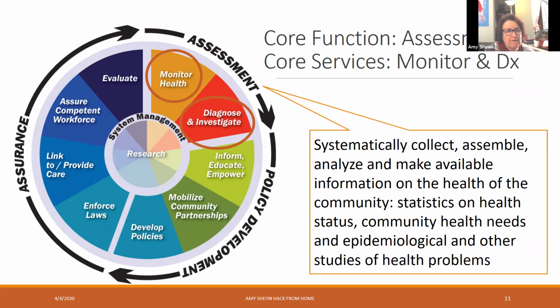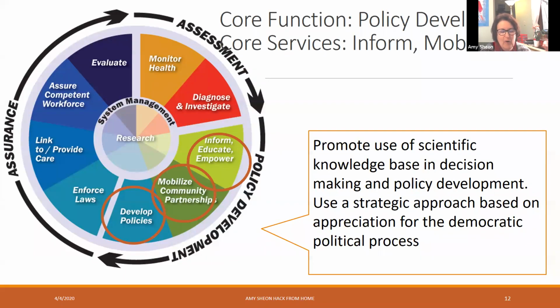So there are three core functions of public health. Assessment, which is monitoring the health of the population and diagnosing and investigating cases. And I think it's probably apparent, hopefully, how this applies to COVID-19. But a big part of public health is around policy development. And of course, now these policies are about things like lockdown and accessing the strategic reserve. Public health strategies are about informing, educating, and empowering people, mobilizing communities, and developing policies.